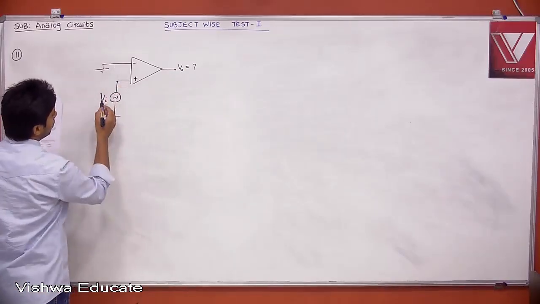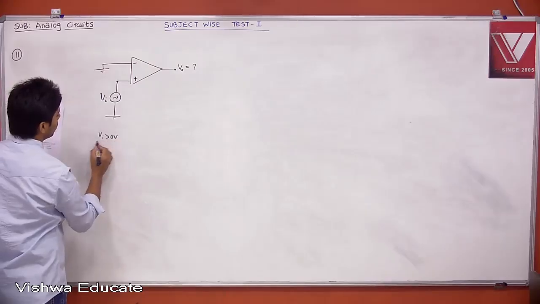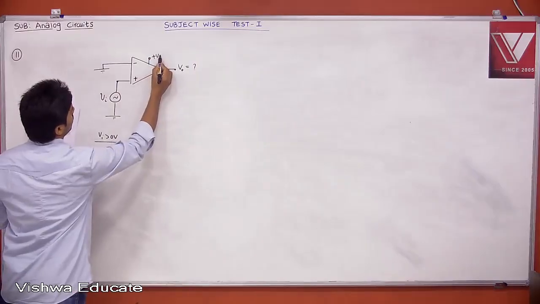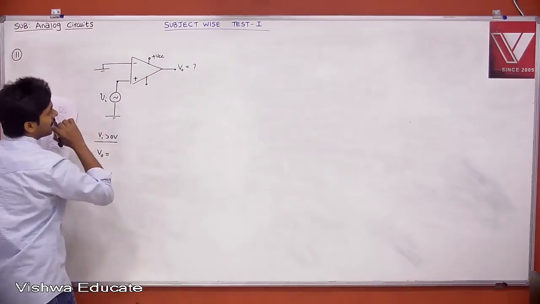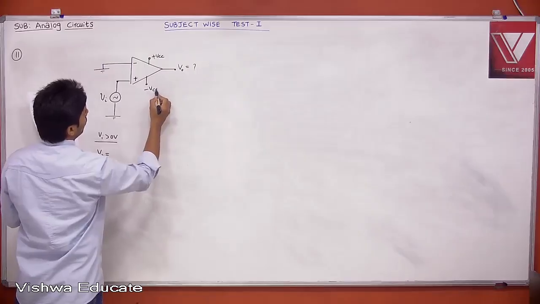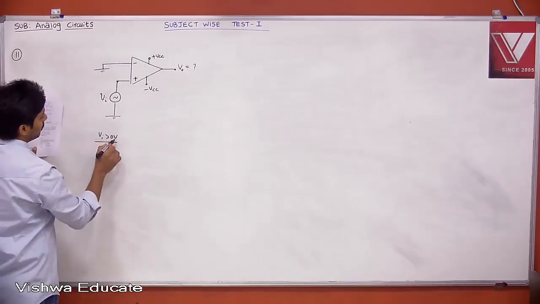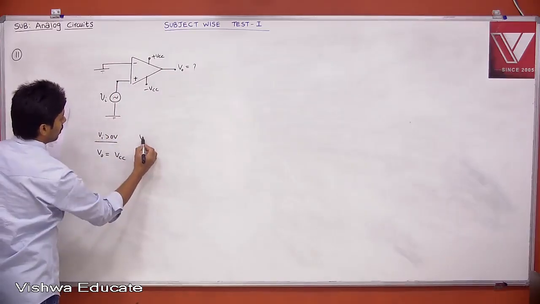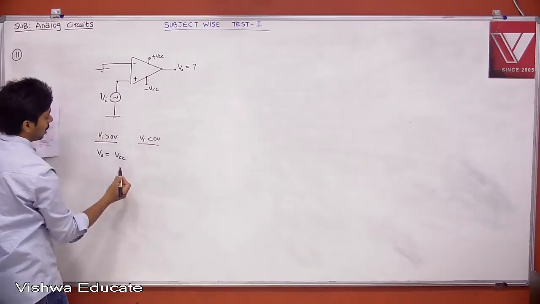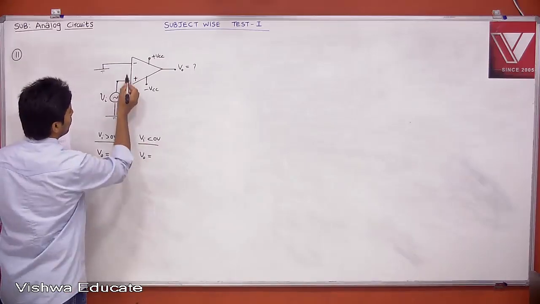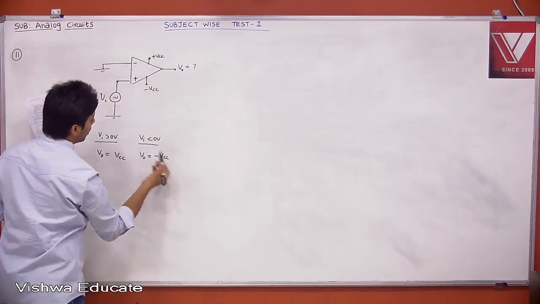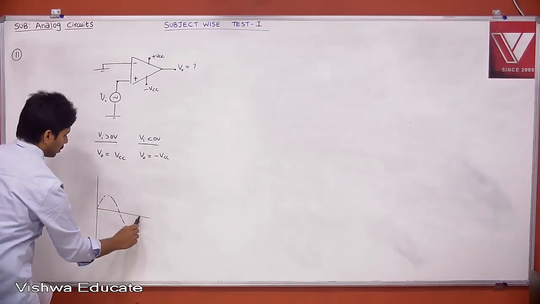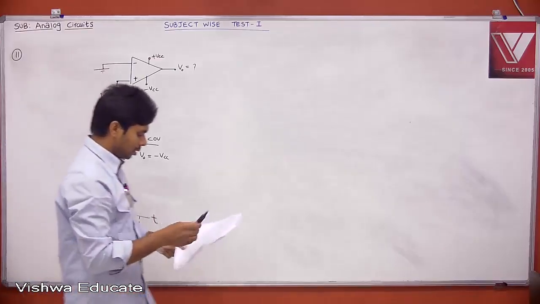This is a comparator. When the input is positive and VA is greater than 0, your V0 will be plus VCC, let us say plus VSAT or minus VSAT, minus VCC, whatever it may be. Now when VA is greater than 0, plus is more, so V0 will be VCC. When VA is less than 0, minus is more, so you will get minus VCC. It is a comparator, right? Therefore when you apply a sine wave, now what is your output?